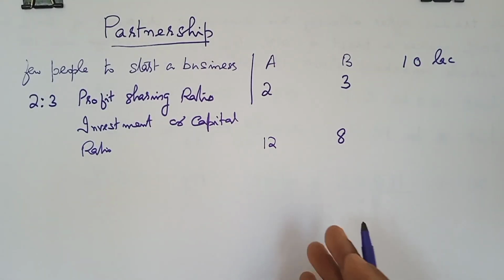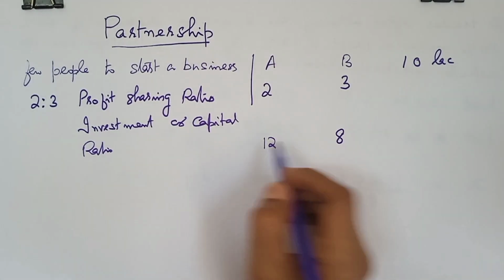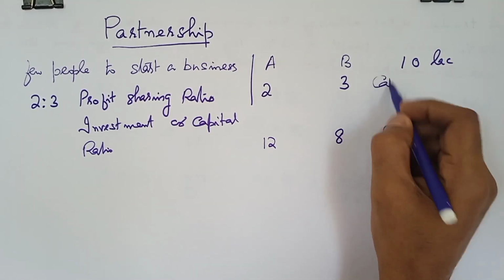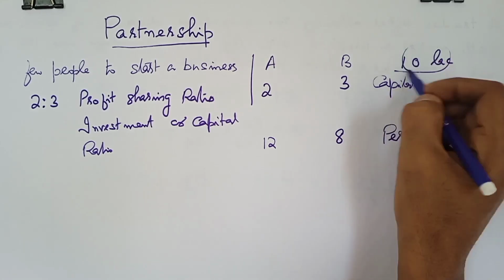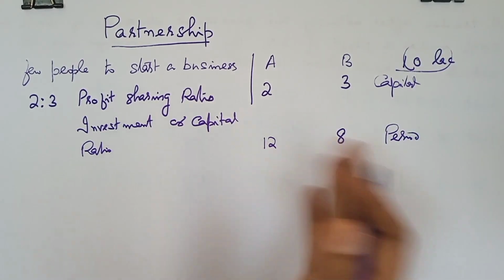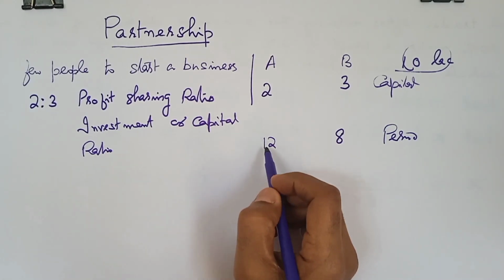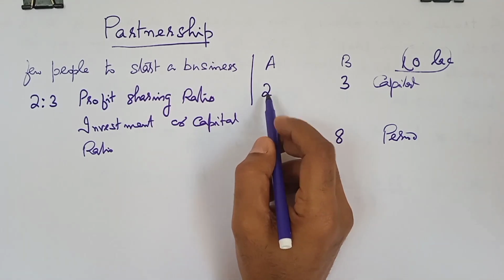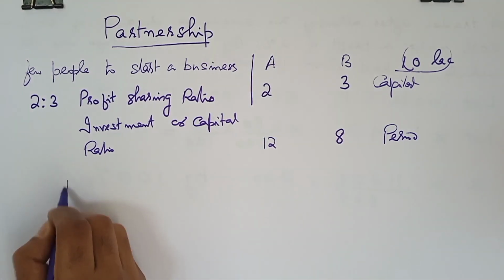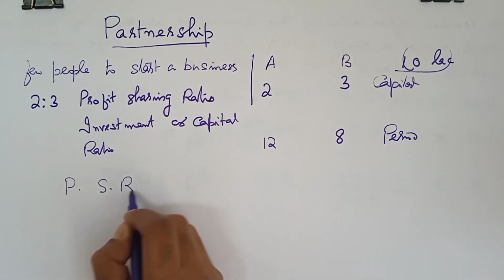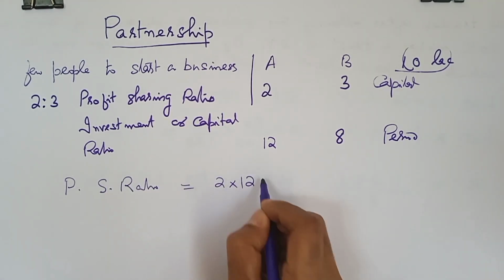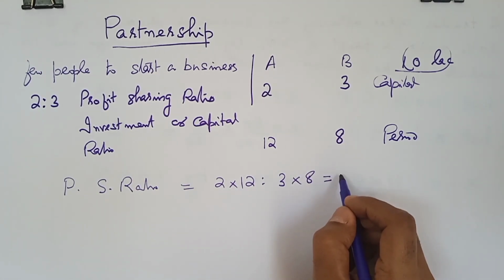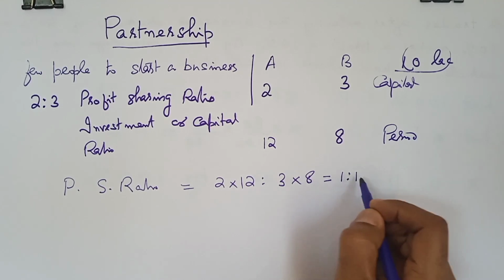So how do you calculate the profit sharing ratio in this case? See, this is the period actually. This is the capital. To give weightage to the number of months each partner stayed in the business, you just multiply the number of months each partner stayed by the capital they had invested. So what do you get? Profit sharing ratio will be 2 into 12 is to 3 into 8. On simplification, this gets reduced to 1:1.